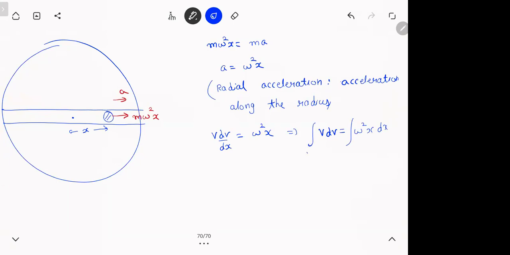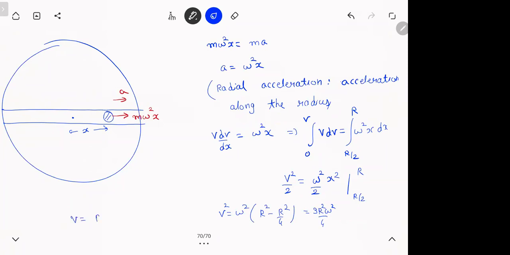Integral limits. When velocity is 0, where are you? You're at r by 2. You didn't start from 0, you started from r by 2, no? The velocity goes to v and the position limits are r/2 to r; you finally came out. So here we get v square by 2 is omega square x square by 2, with limits from r by 2 to r. The 2 will cancel out. r square minus r square by 4 will be 3r square omega square by 4. So you end up with v is equal to r omega root 3 by 2.